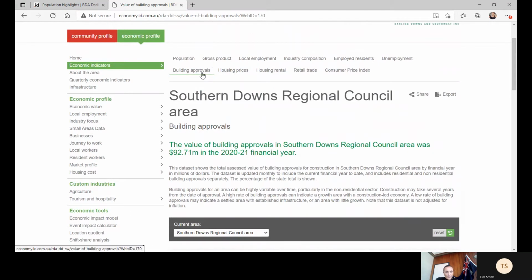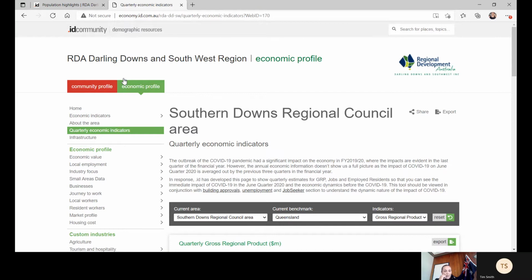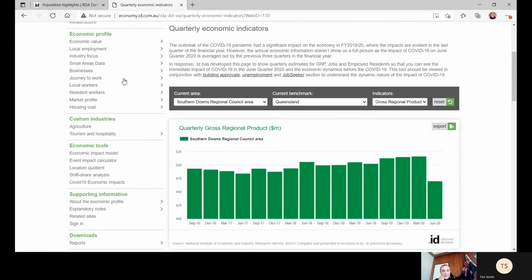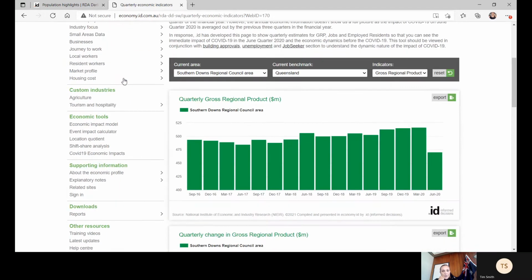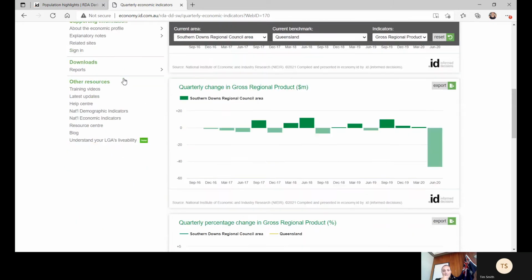So I've gone gross product, local employment and building approvals. One thing we've added this year, because people are looking for more timely information, and it still is out to June 2020, is a way of being able to look at that COVID quarter and see what the impact was on the community. So yes, you guys have had strong growth, but that strong growth may have been driven by events that had happened prior to COVID, and COVID may still have had an effect on your region. So this is where it's going to tell us.